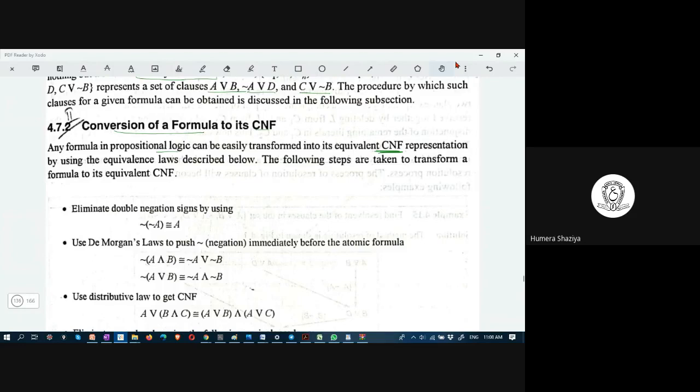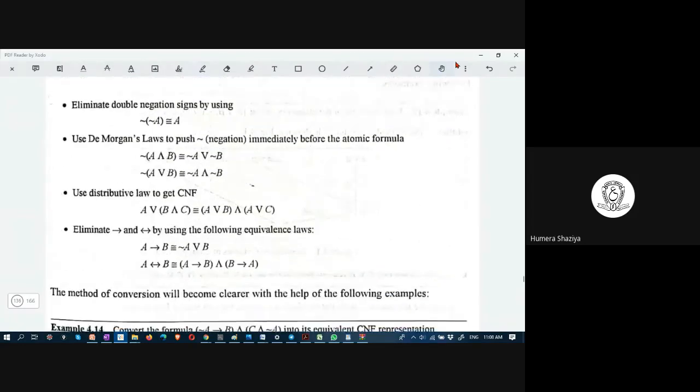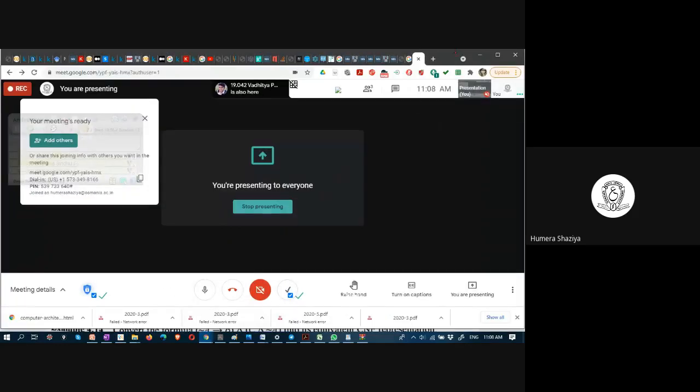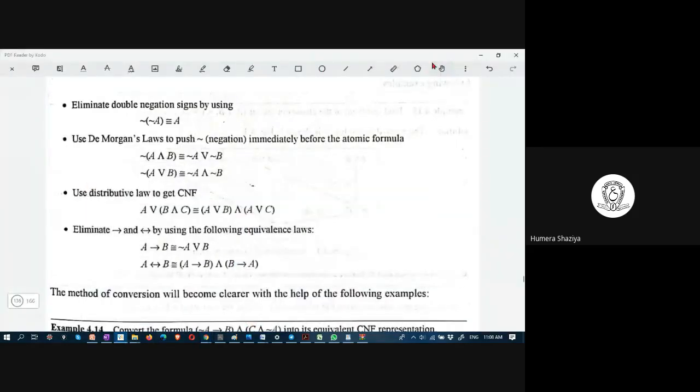What are the steps to transform a formula into CNF? First one is eliminate double negation sign. We know about this. Not not A is equal to A. All right. And De Morgan's law. De Morgan's law is also known: when there is a not for this expression A and B, this can be written as not A or not B. And here it is not A and not B. And distributive law to get CNF.